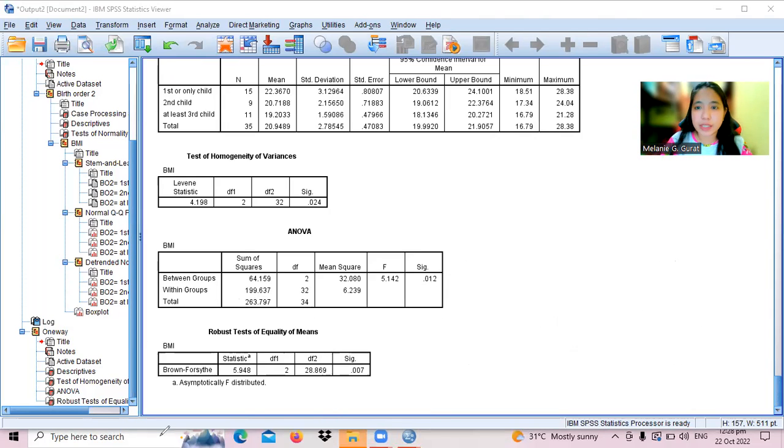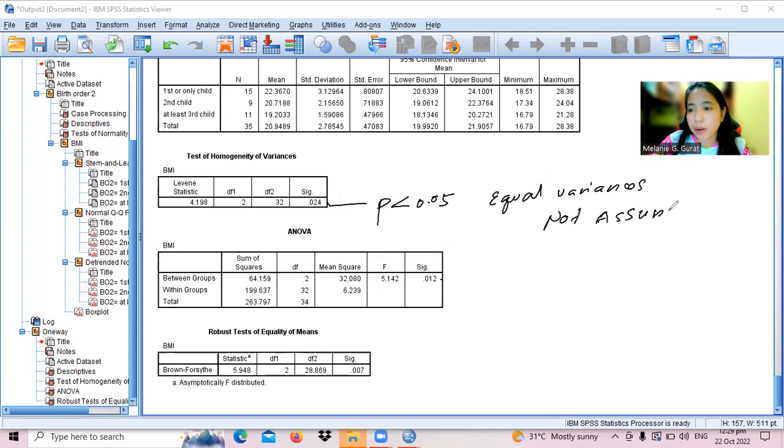Okay. So let's again continue our discussion by highlighting why we are telling that the Brown-Forsythe test will be used and not the ANOVA result. This is the ANOVA result and this is the Brown-Forsythe. So P is, again, as mentioned, less than 0.05, telling us that equal variances are not assumed. So since equal variance is not assumed, the appropriate test is Brown-Forsythe.